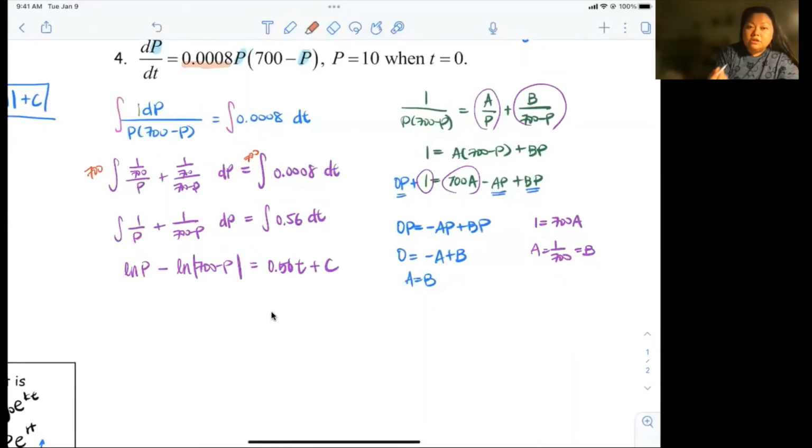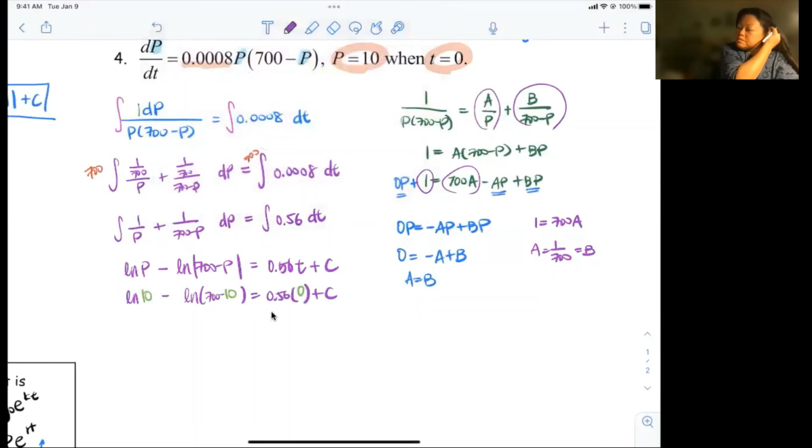Now, don't forget there's an initial value here. It tells you when t equals 0, p equals 10. So it wants you to plug in 0 and 10 for your t and p respectively. So 10 is here, and 0 is here. Okay, so that means natural log of 10 minus natural log of 700 minus 10 equals 0.56 times 0 plus c.